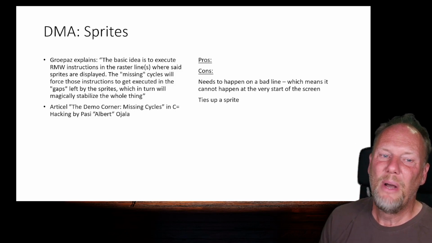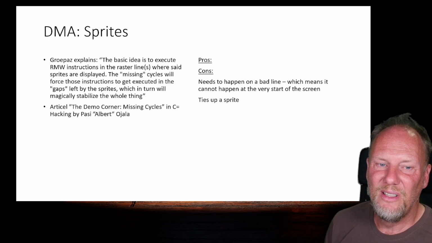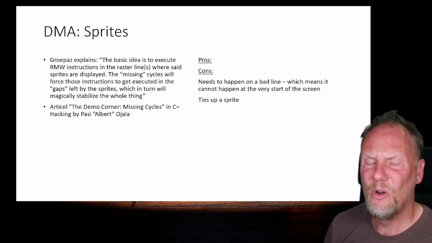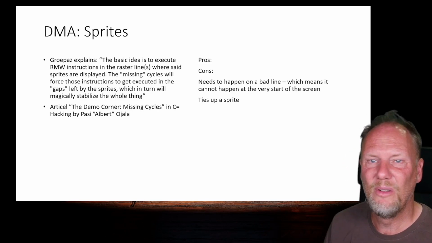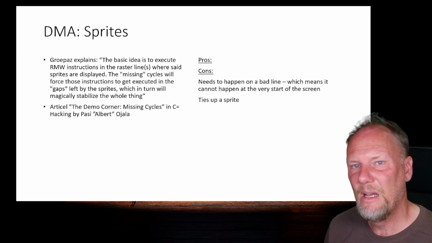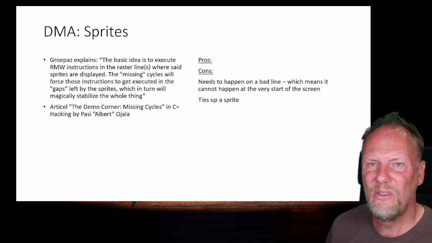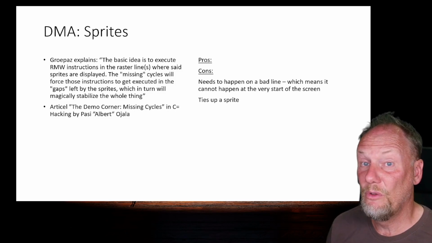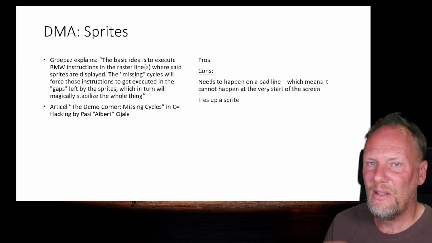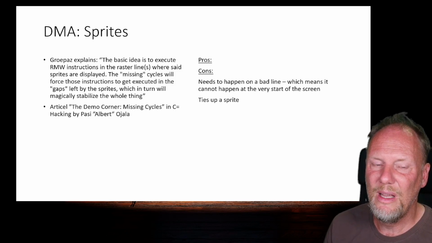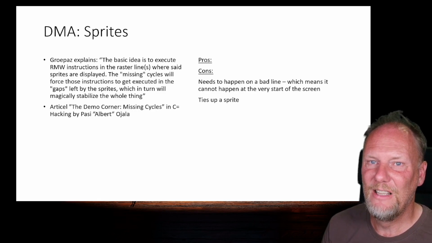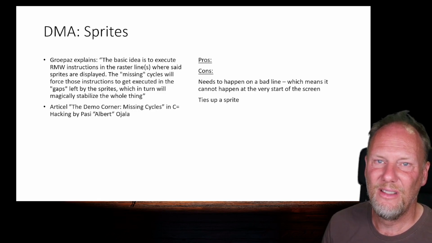So Pasi Ojala posted this on C=Hacking. I guess it's Commodore Hacking then. That was a magazine, text only, that was distributed online. Those are still available if you want to read them, including this one. He explains a technique to implement stable rasters using direct memory access and sprites.